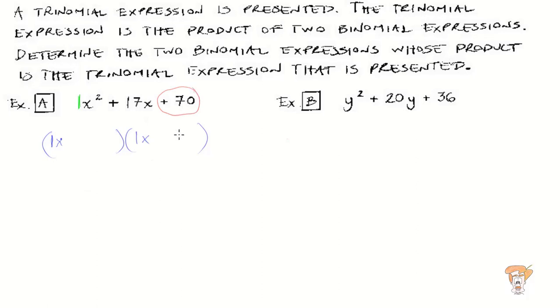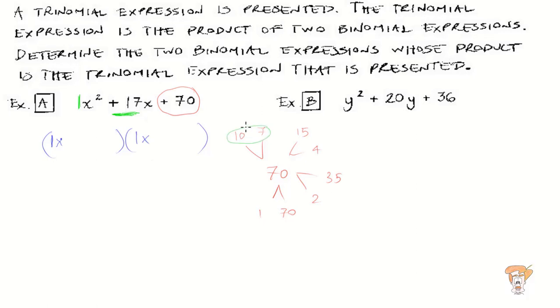That indicates that the factors that we're going to use in the two binomials whose product is that trinomial are either going to be both positive or both negative. The coefficient of the linear term is plus 17. That tells us that the two factors of 70 that we're going to use are going to be both positive. Let's determine the factors of 70. We'd like to determine the factors of 70 whose sum is equal to plus 17.